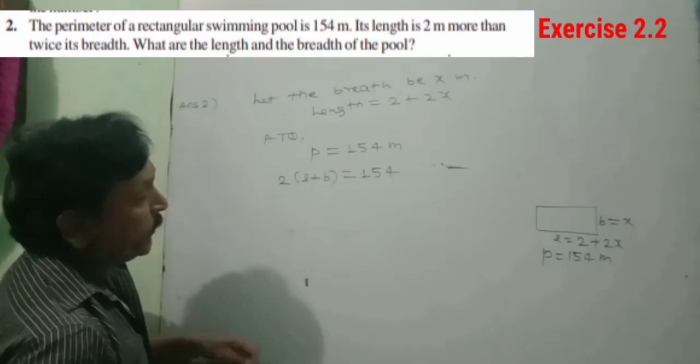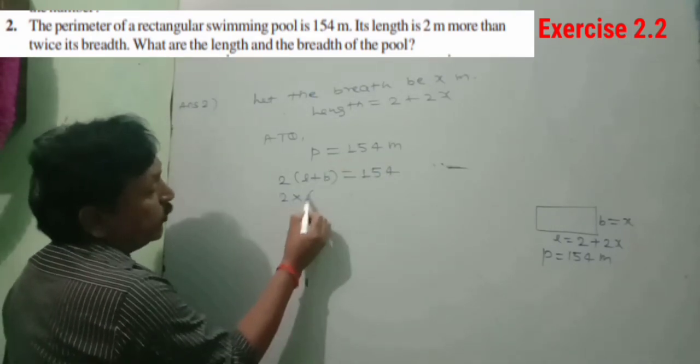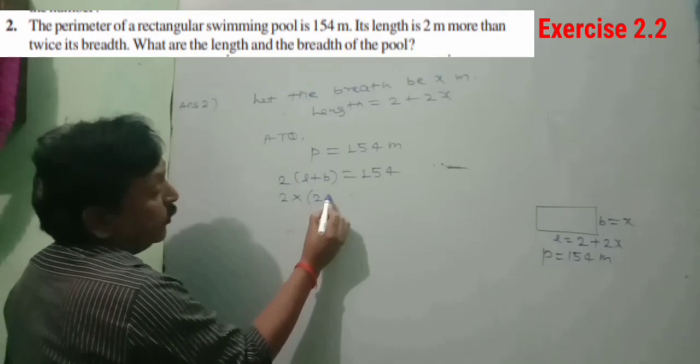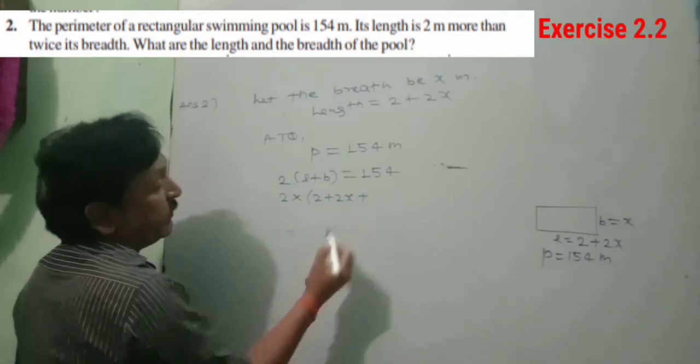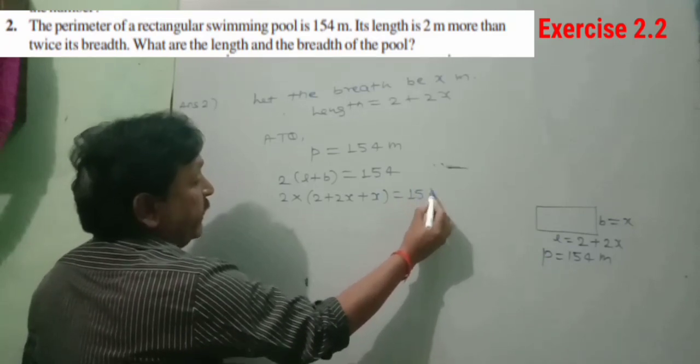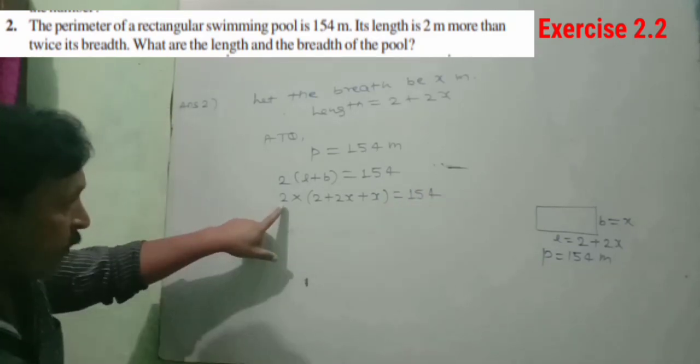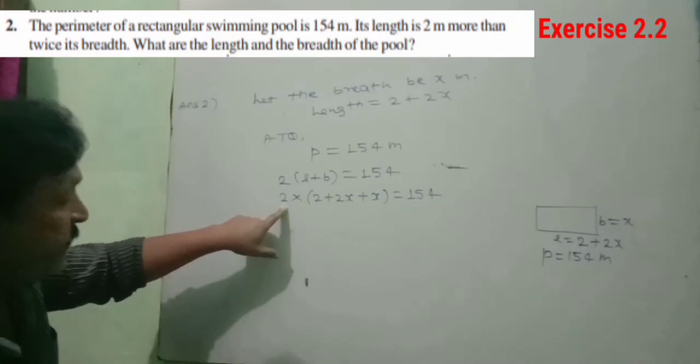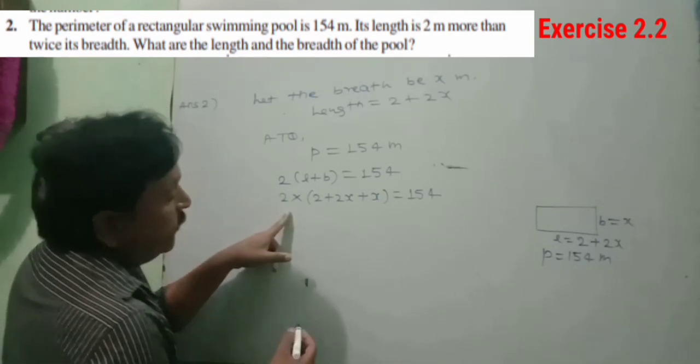So we can substitute the values now. 2 into, so what is L? (2 plus 2x) plus, and what is the breadth? x, is equal to 154. We can transpose this 2 to the right hand side. Yes, it is in multiplication, so it will go into division.